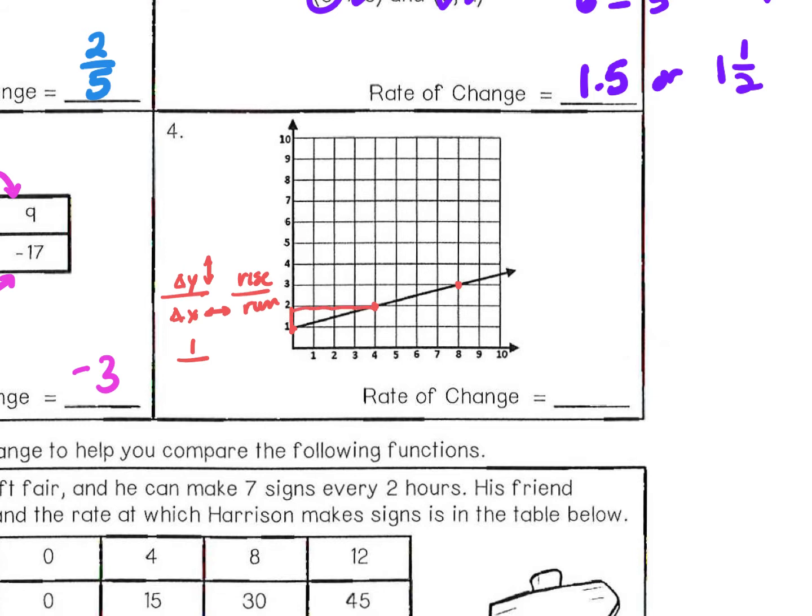Now let's make sure we check. This is a scale of 1. This is a scale of 1. Sometimes they might count from 2, 4, 6. They might count by 2s on either axis, sometimes by 5. So we have to be very careful with that.